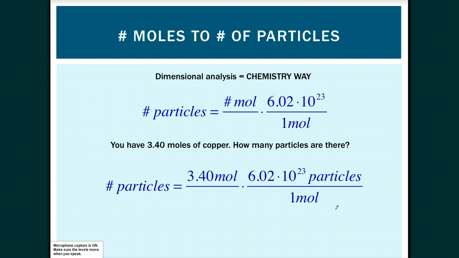Now the chemistry way with our dimensional analysis. We're looking for the number of particles. In order to figure out the number of particles, I need the number of moles, and then I take my Avogadro's number, which is the number of particles per mole. So if you look over here, we're happily getting rid of the mole. And so that's the number of particles. If I know that I have 3.4 moles of copper, I take this 3.4 moles and then multiply by particles per mole. Again, mole cancels. Kaboom. Same answer.